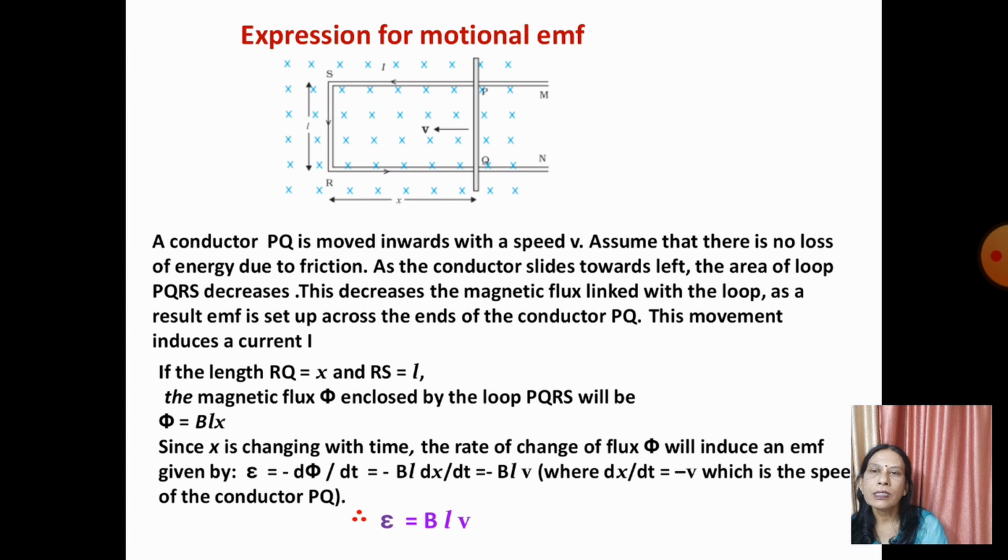So finally the minus signs will cancel, and we say that the EMF so generated in the coil is equal to BLv. This BLv is known as the motional EMF, which depends upon the magnetic field, the length of the conductor, and the velocity with which the conductor is moving. So we are getting an expression for motional EMF as BLv.